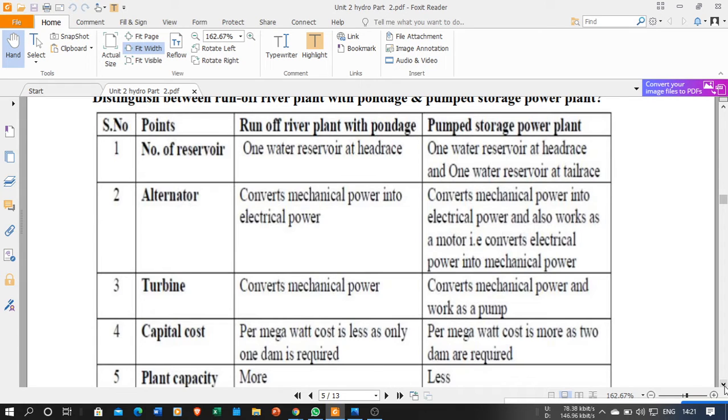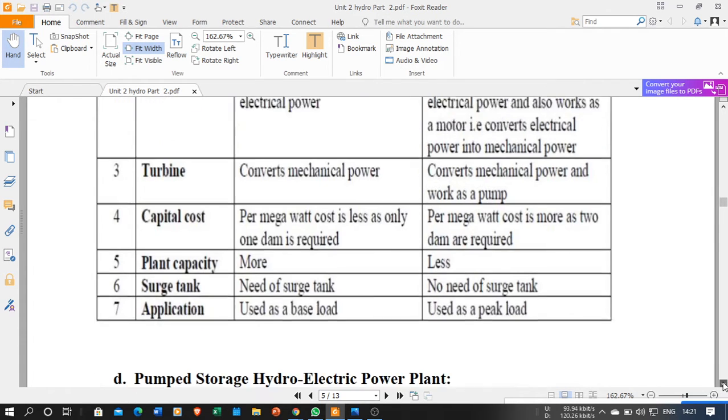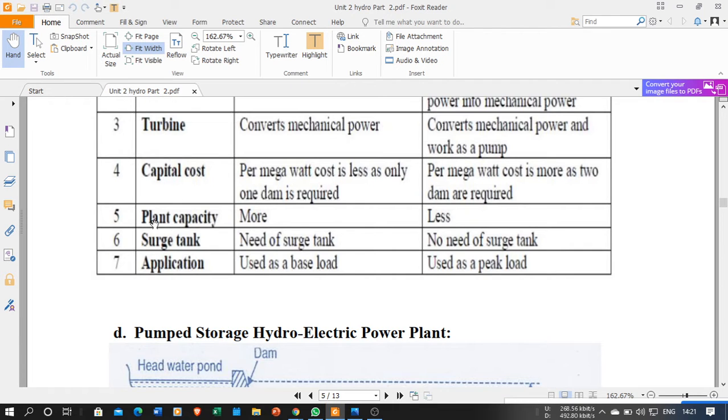Then next, capital cost per megawatt is less, as only one dam is required in case of runoff. And in case of pump storage, I require two dams, one at the top level and second at the bottom level. So if I require two dams, definitely my cost will be more over here. Then plant capacity. In case of runoff, it has more capacity, and in case of pump storage, it has less capacity, because definitely I have the scarcity of water over here.